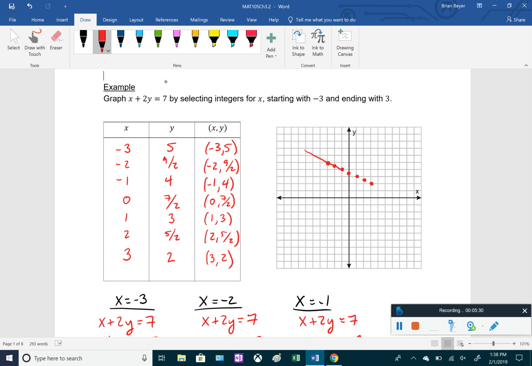So lastly, just connect them and throw arrows on the end, and then we're done. That's the graph of this line. So if we kept on doing other values, we would just get other points directly on this line.